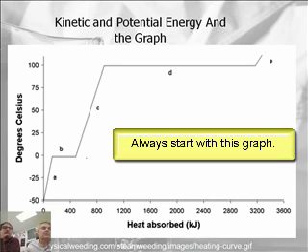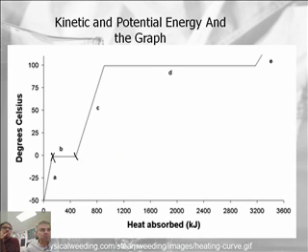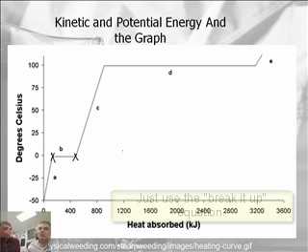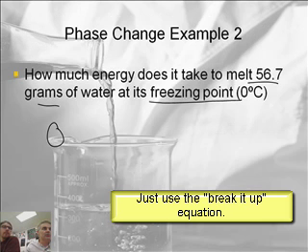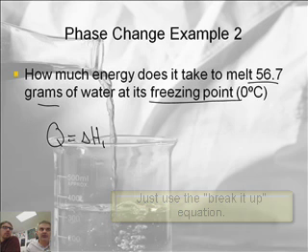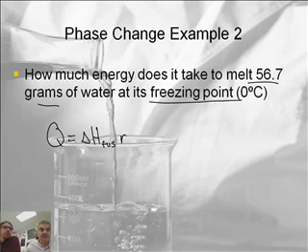If I'm at its freezing point, it's still water, working with water. That's B. I'm starting here, it's frozen, frozen ice, and I want to just melt it. So we don't have any temperature change, so we're just going to use the break it up equation. So Q equals delta H times n, where delta H is delta H fusion.